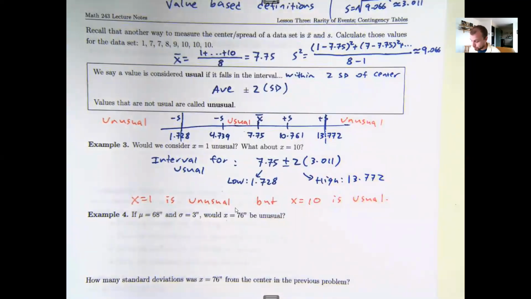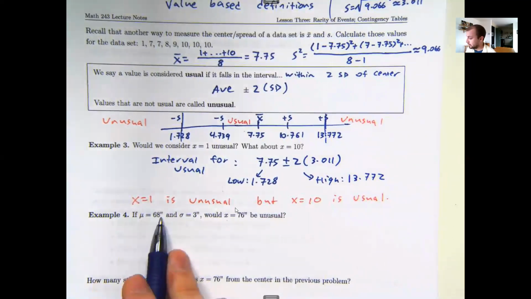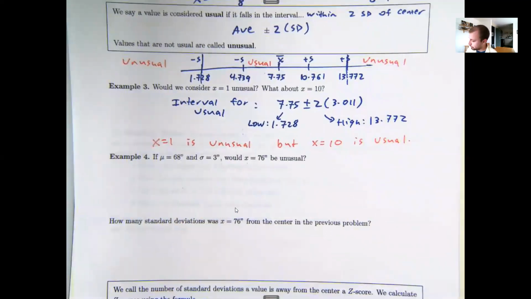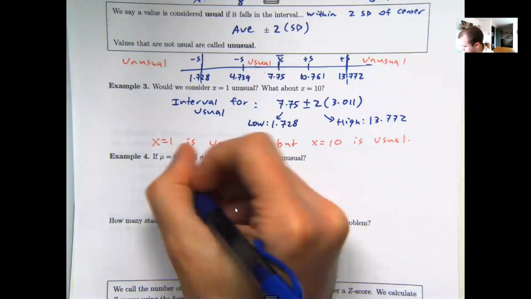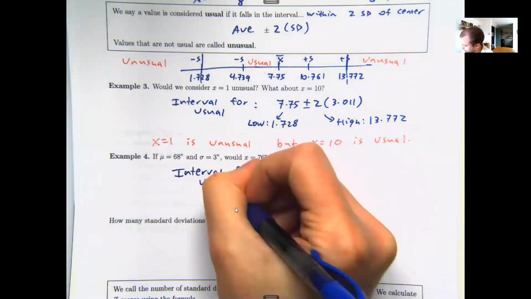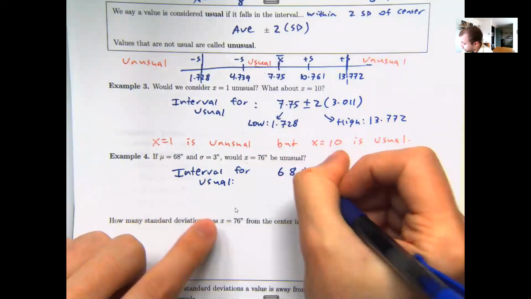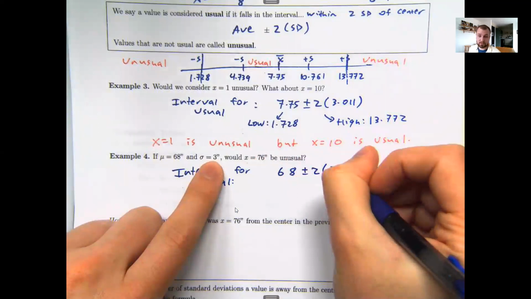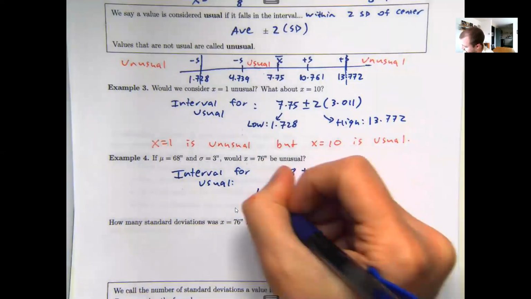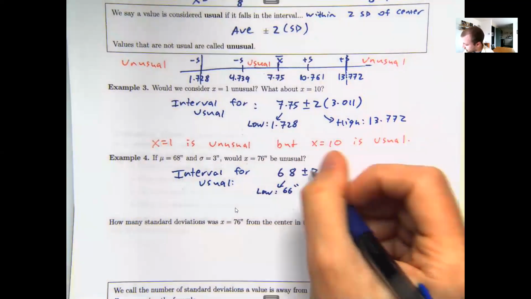Looking at another example, suppose we're looking at average heights. The average height of individuals is 68 inches tall with a standard deviation of 3 inches. Would it be uncommon to run into someone that's 76 inches tall? Well, let's check. Interval for usual from the center, 68. I'm going to go up and down 2 standard deviations. 2 times 3 is 6, so I'm adding and subtracting 6. On the low end, I will get 66 inches. Ooh, not 66. 68 minus 6, 62 inches.